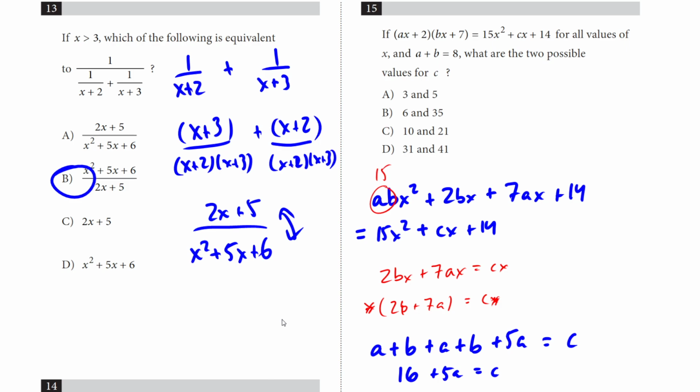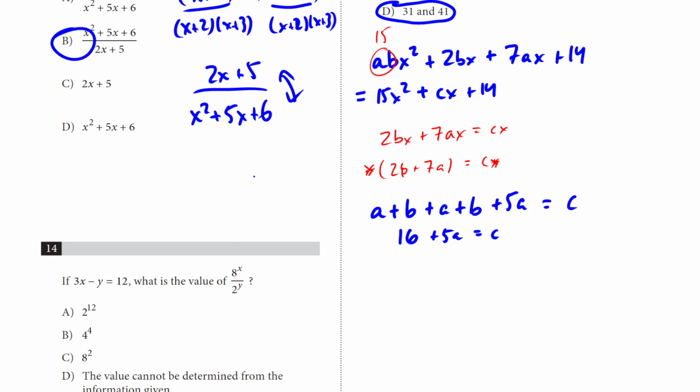This should mean that c has to be a multiple of 16 plus 5a. And the only one that this works for is D, because 16 plus any multiple of 5 is going to end up with a 1 or a 6 in the ones digit. So it should be D.